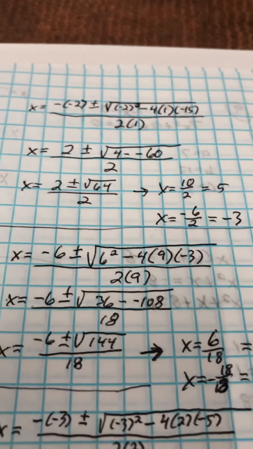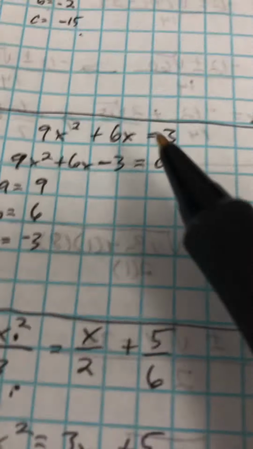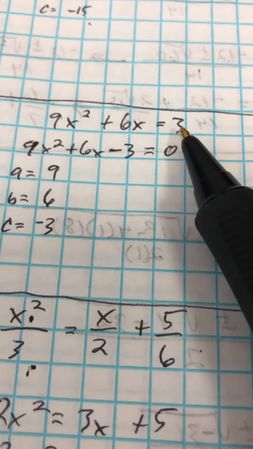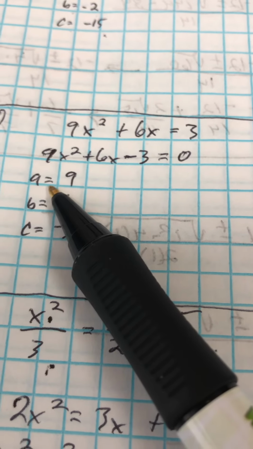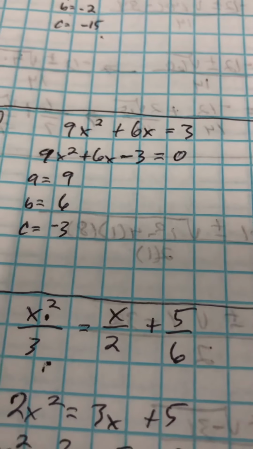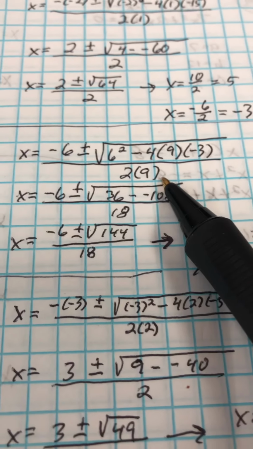All right, taking a look at the third one. I'm looking at that problem right there, and I rewrite it right here. I put it in standard form, subtracting 3 from both sides. Here I've located my A, my B, and my C. I plug my A, B's, and C's into the quadratic formula.